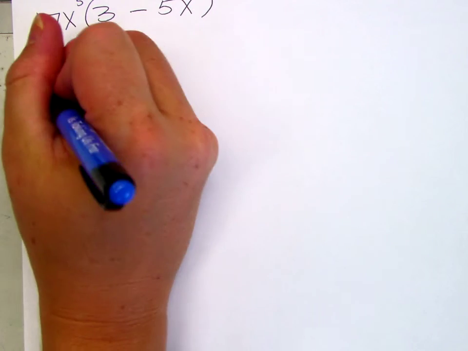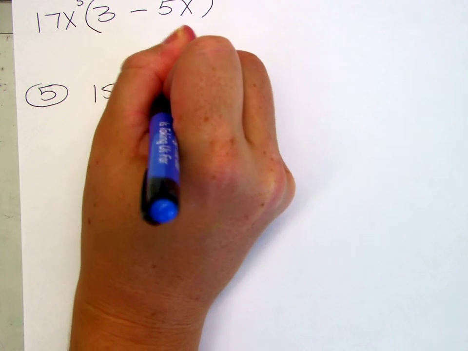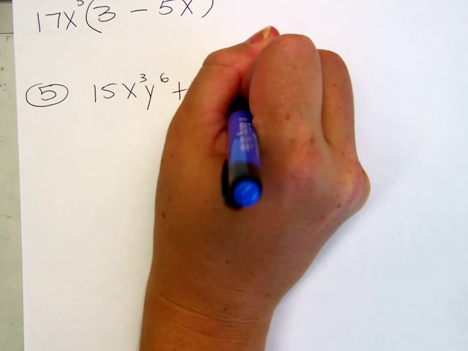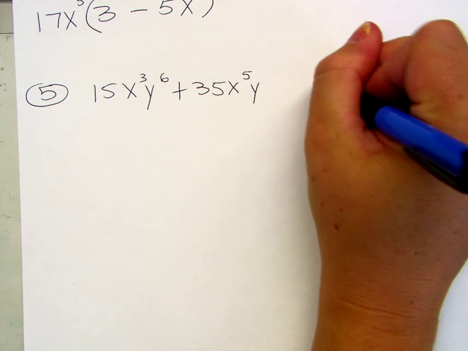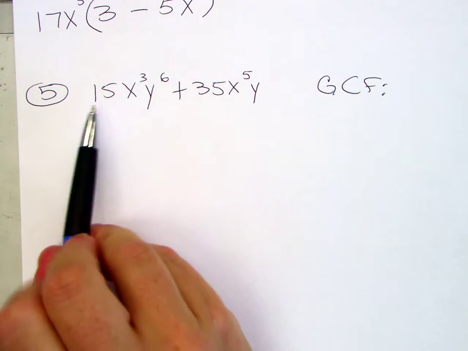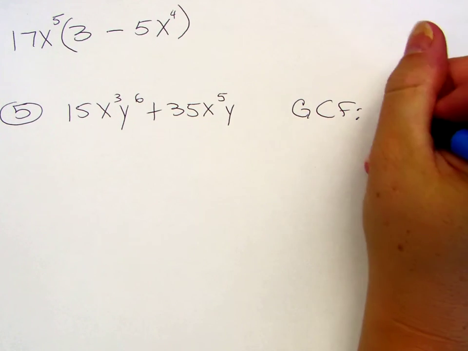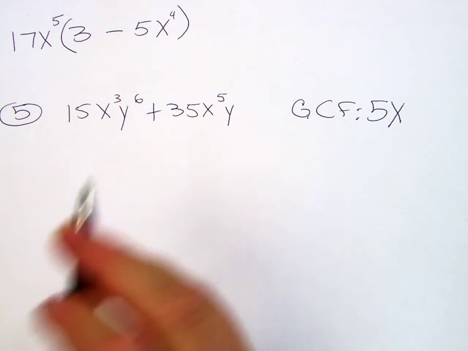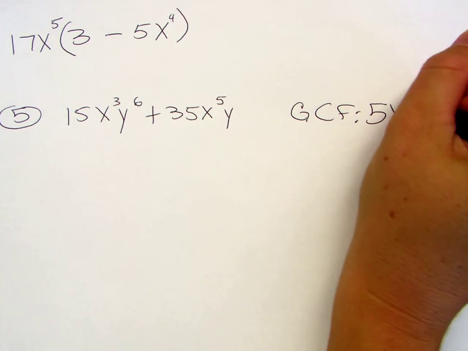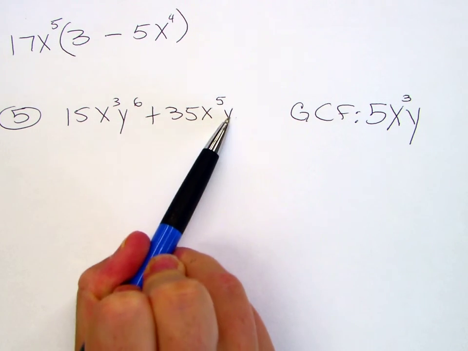Okay. Number 5. Try number 5 on your own. 15x to the third, y to the sixth, plus 35x to the fifth, y. Little harder, but I think this is actually easier than the previous one. So we need the GCF. We have 15 and 35. That's pretty straightforward. It's just 5. And then x, what's the smaller exponent for the x's? We have 3 and we have 5. It's 3. And then y, we have y to the 6th and y. It's just the plain y, so we're done.